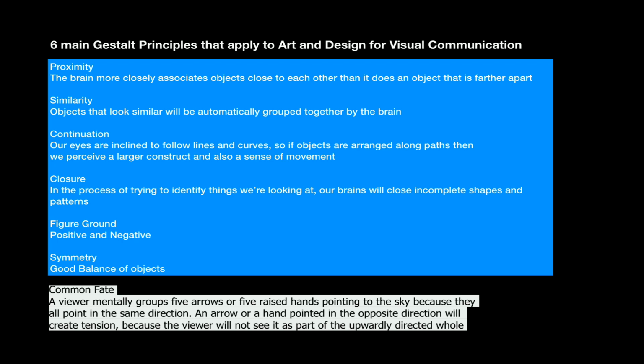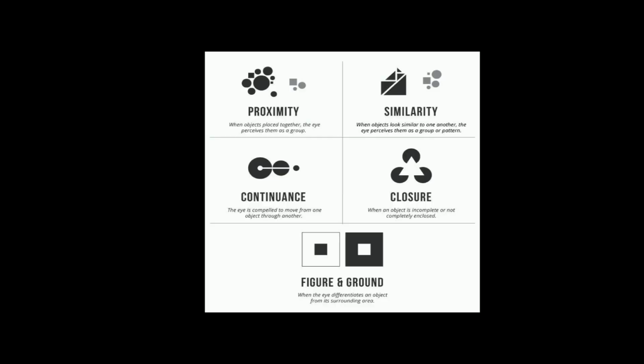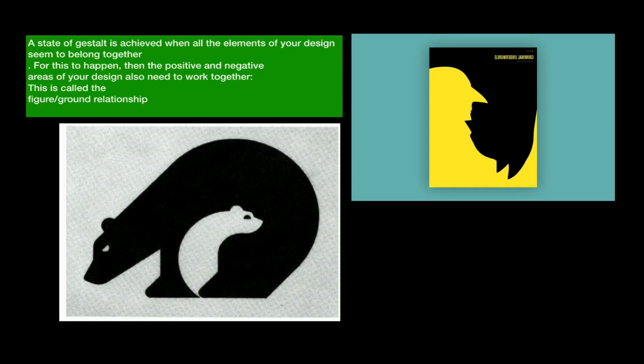All right, so here's just a little graphic to kind of show you these, but we're going to look at them in more detail. There's 5 of the 6. So proximity, similarity, continuity, closure, figure ground. All right, so that gives you a little bit of an idea.